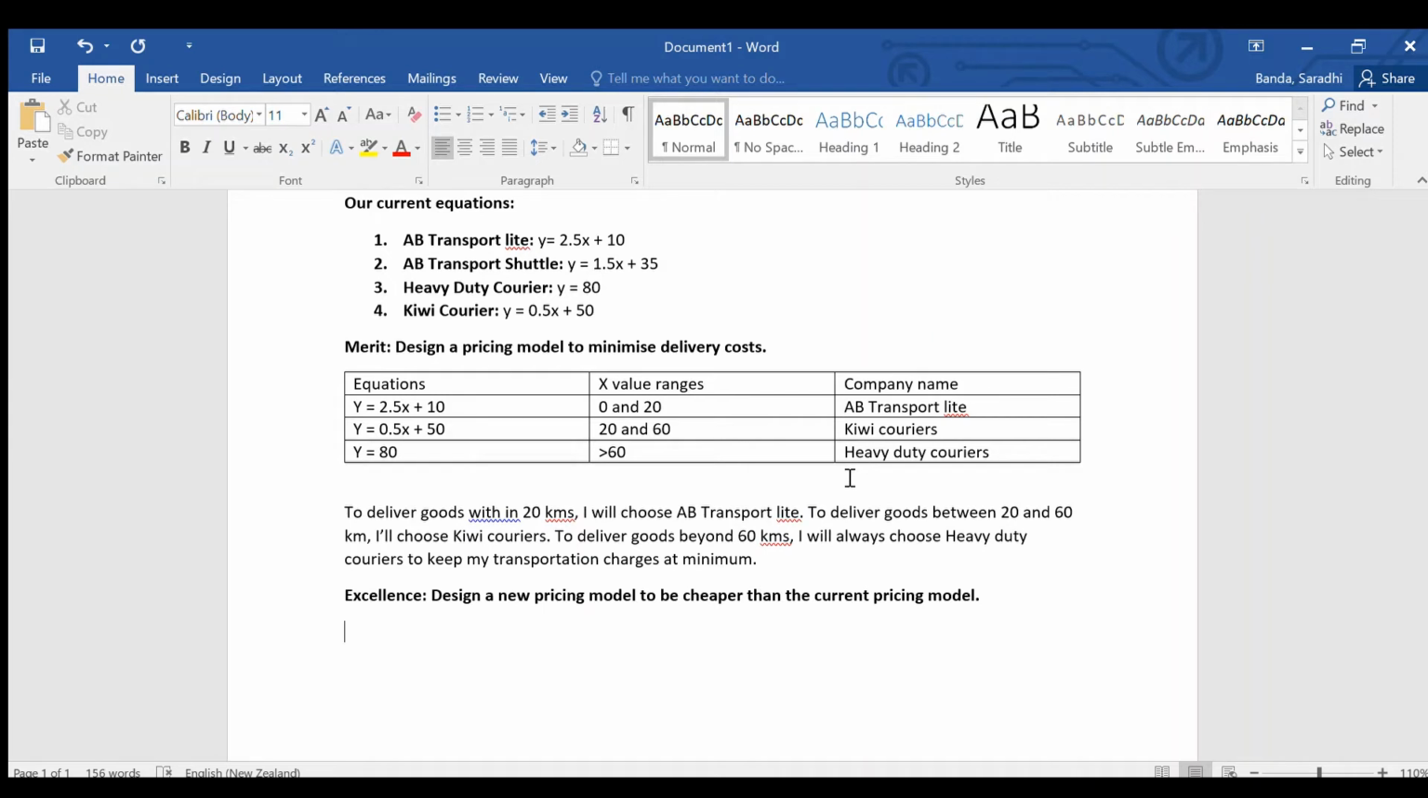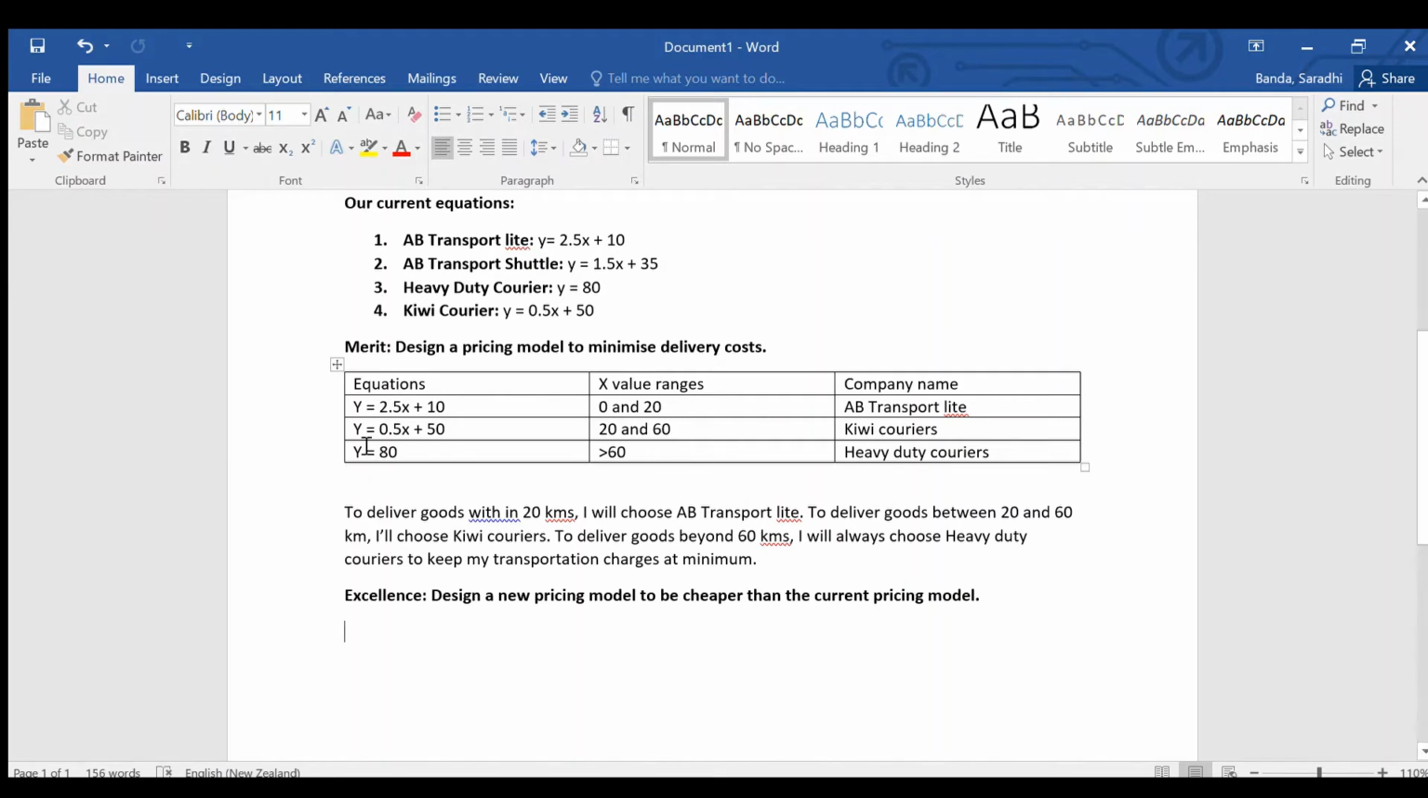All right, so now to do the excellence bit. Basically, for excellence, what we're looking at is you coming up with new equation values to suggest a model where you're cheaper than all these three equations put together. It sounds very complicated, but I think the best way you can remember this is for excellence, all they want you to do is write an m value which is lower than what you've prescribed for the merit part.